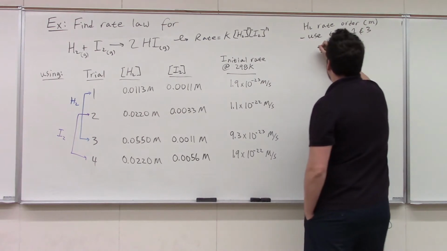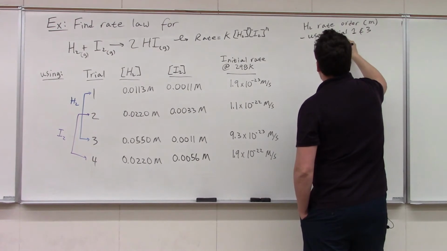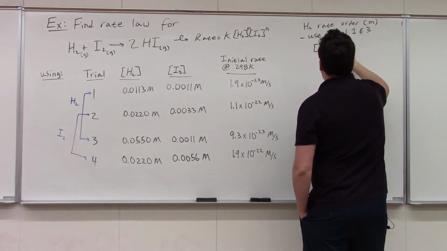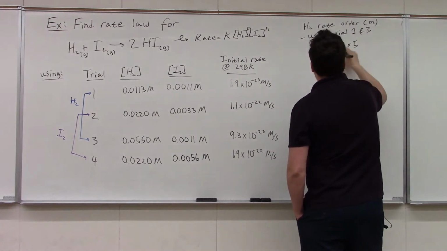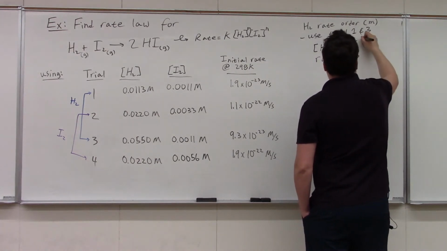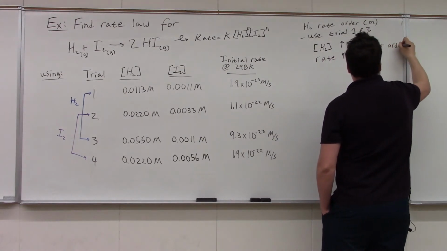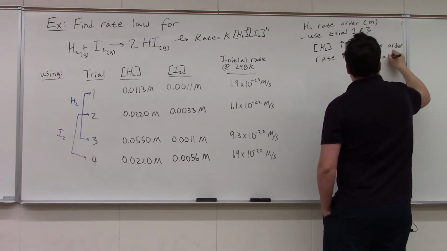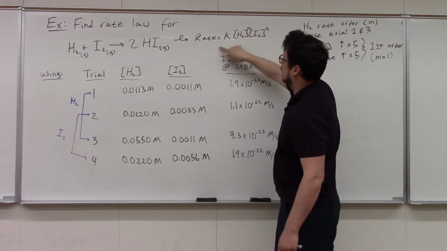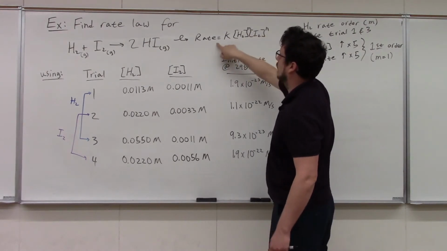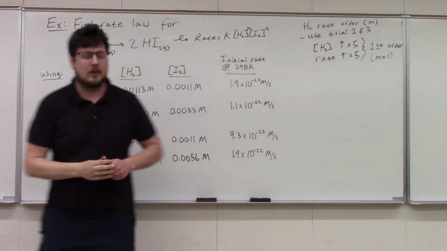So the concentration of H2 went up by a factor of 5, and so did the rate. That means it's first order. So M equals 1. Because essentially what I'm saying is, I quintupled this piece, and the effect on the right-hand side is that the rate is multiplied by 5, too. First order. All right, so M equals 1.